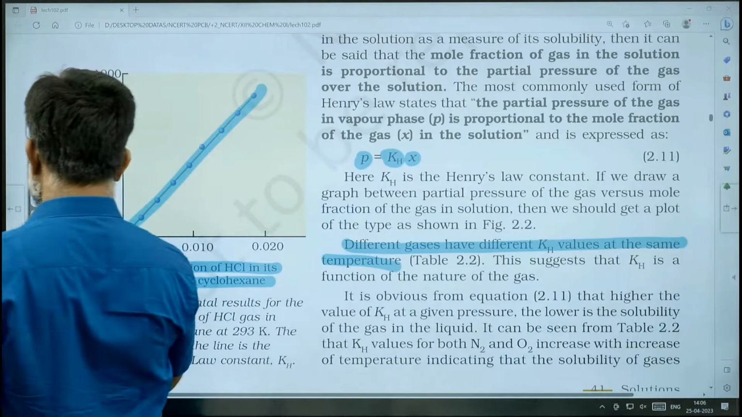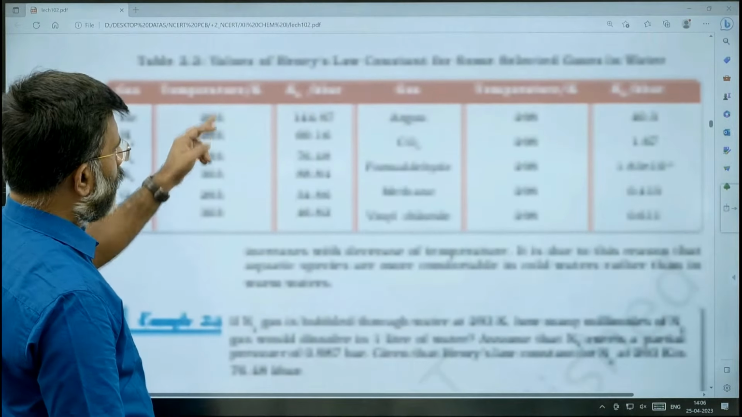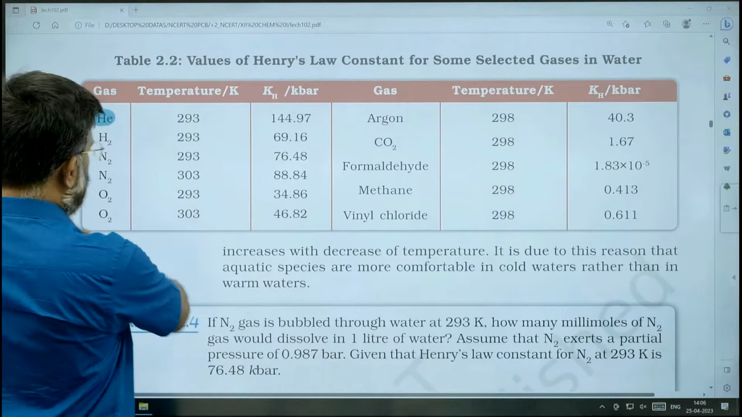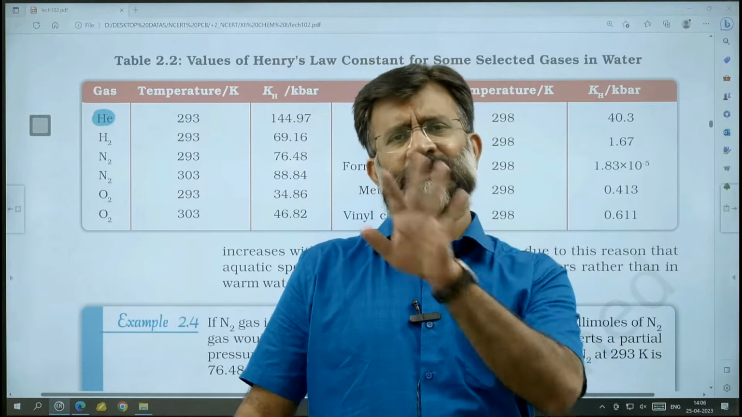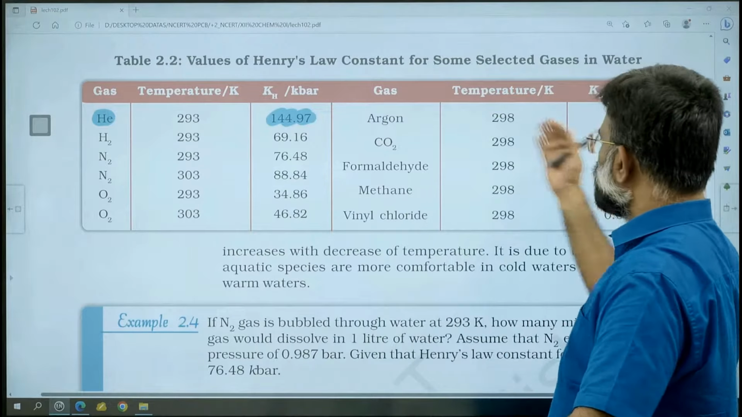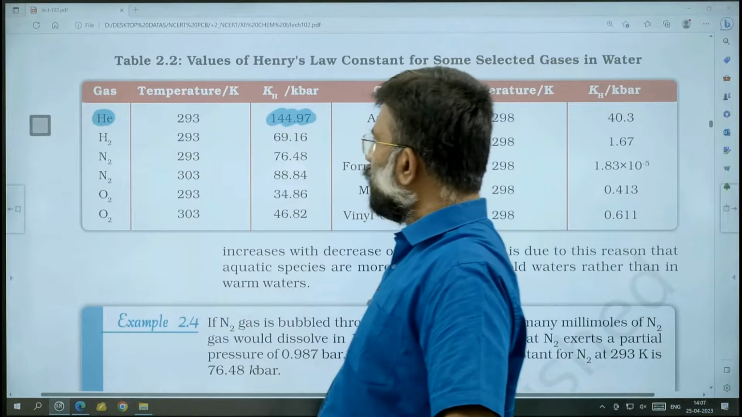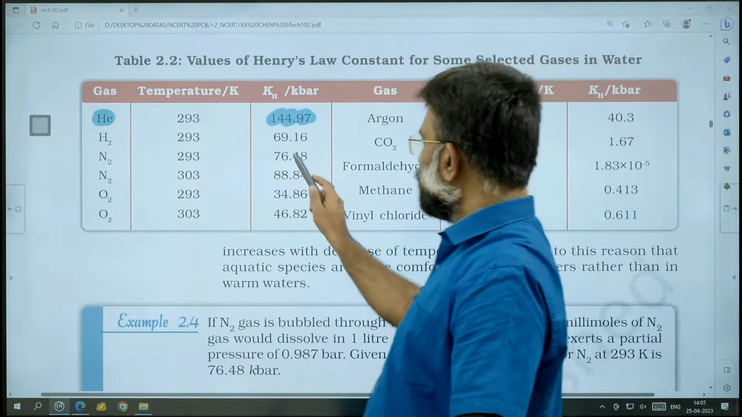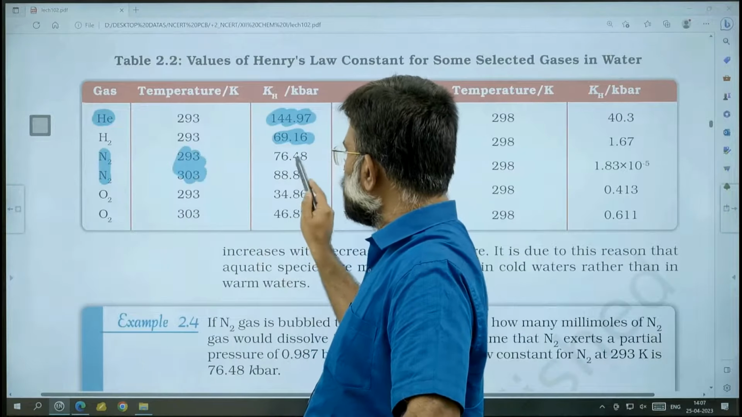A tabulated arrangement of KH values is available for various gases. Helium, which is the least soluble gas, along with hydrogen, is very less soluble. You see their KH values. The KH value for helium is probably the highest in the table, in the 145 to 150 range. So the higher the KH value, the lower the solubility. For hydrogen, it is 69. For nitrogen, KH values are given at two different temperatures.